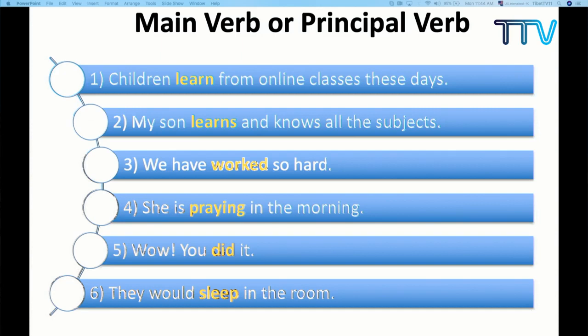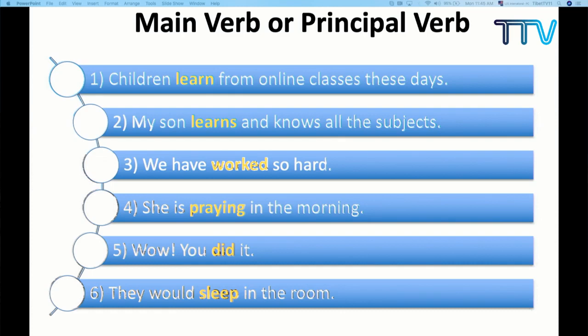My son learns. Learns is also a principal verb. We have worked so hard. Fourth one, she is praying in the morning. Praying is again a principal verb or main verb. Wow, you did it. Did is also a principal verb. They would sleep in the room. Sleep is also a verb. Now, all these verbs are principal verbs or main verbs.